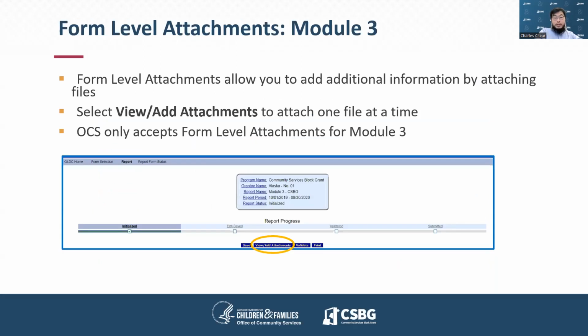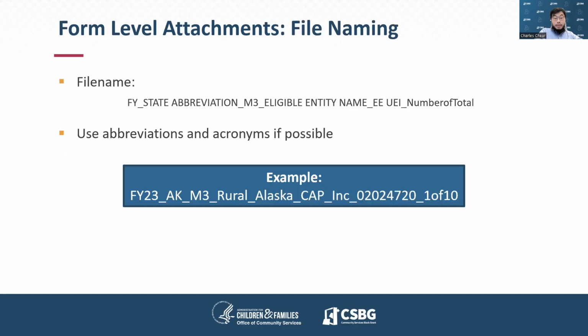After doing that, it'll take you to form level attachments. Form level attachments allow you to add additional information by attaching files. So you'd want to select View, Add Attachments to attach one file at a time. Please note that OCS only accepts form level attachments for Module 3. Next slide, please.